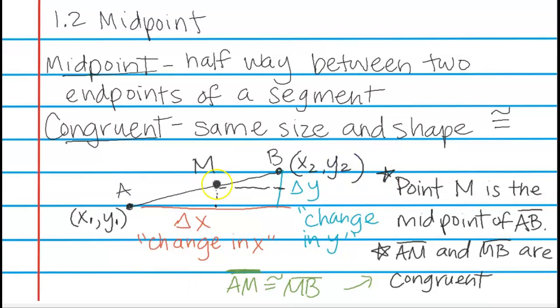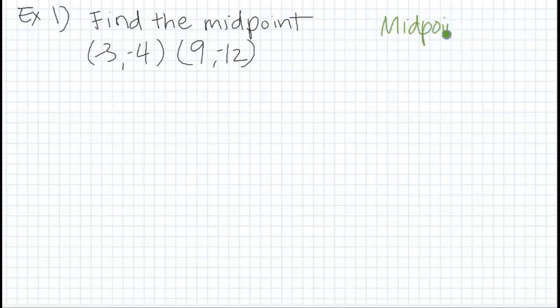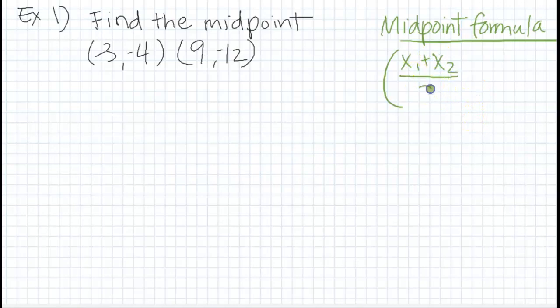All right, so let's get into our examples, and what we are going to be using in our examples here is the midpoint formula. In the midpoint formula, I am going to take my first and second x, x1 and x2, I'm going to add them together and divide by 2. And I will do the same thing with y1 plus y2, add them together and divide by 2.